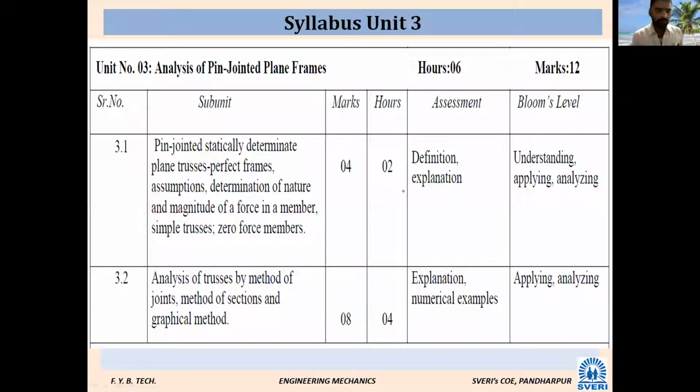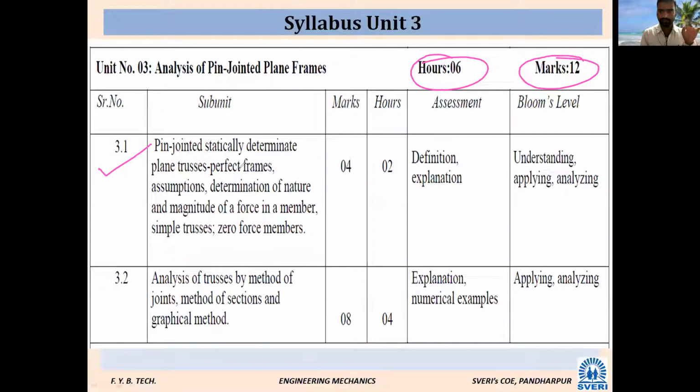So now let's move on to the next chapter, that is analysis of pin jointed frame. Is it full screen visible? Yes, sir. Okay. Already you have written in the beginning what the syllabus is. This is a 6 hours chapter, and in the final exam it carries 12 marks. So in this chapter there is one problem in your final exam.